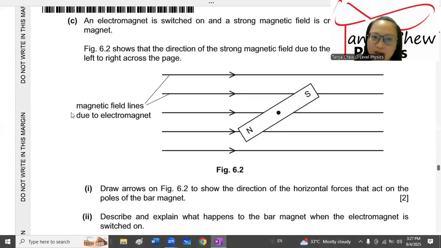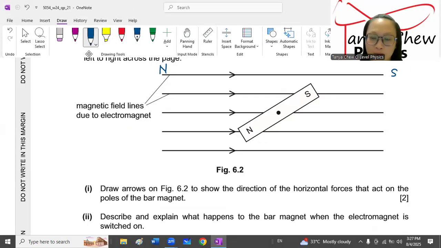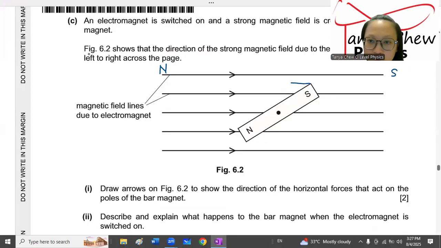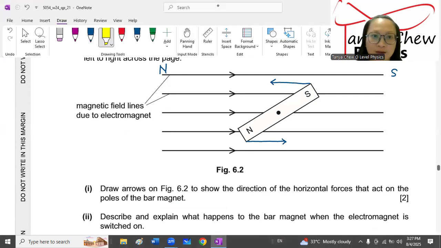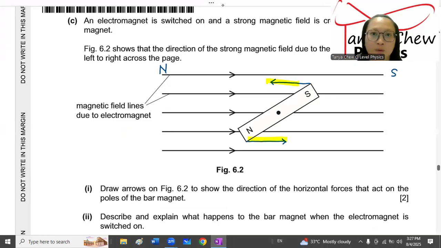Now, since they have already explained the magnetic field lines due to the electromagnet, the first thing that you have to do is label which is the north, which is the south. Magnetic field always flows out from north into south, north to south. If you are asked to draw horizontal arrows, remember, south will be attracted to north. So horizontal here. North will be attracted to south. These are the two horizontal forces that you have to draw. So I'm going to highlight that so that you can see it better. This is it.